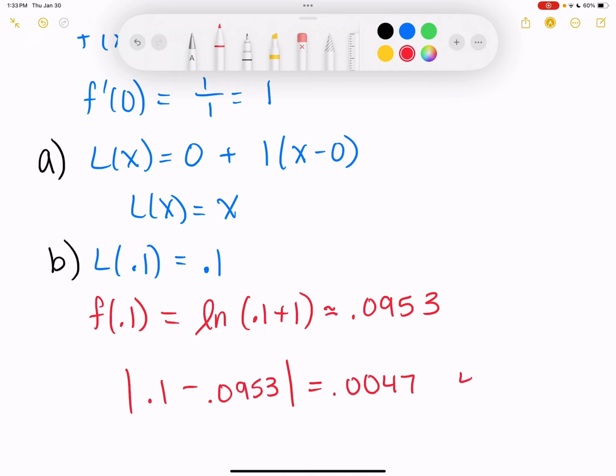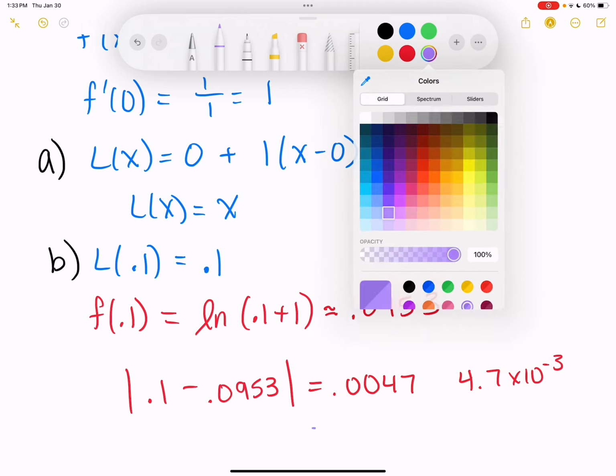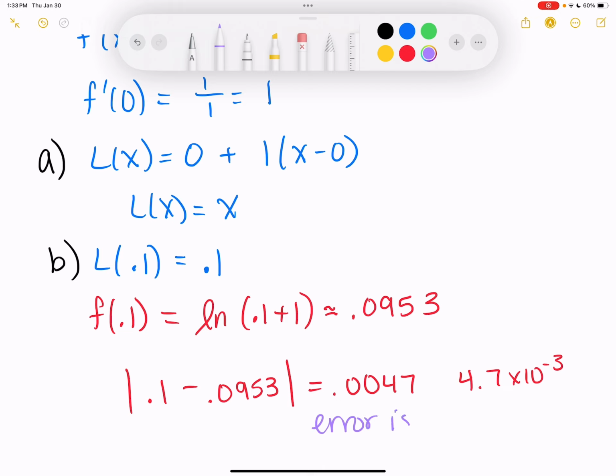Or 4.7 times 10 to the negative 3. So that means that my error is less than 10 to the negative 2.